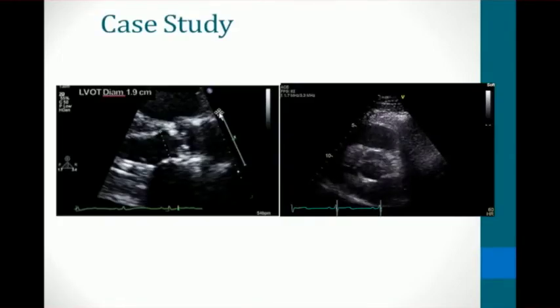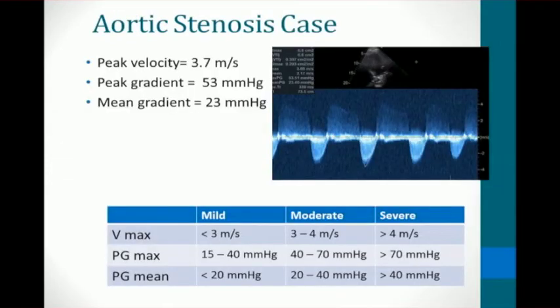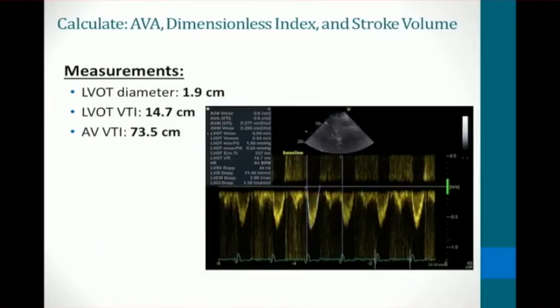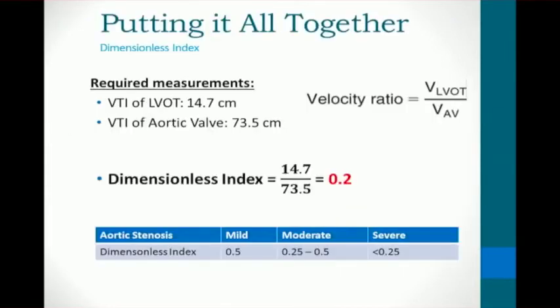So here's a patient with an LVOT diameter of 1.9 centimeters and a bicuspid aortic valve. Looking at the aortic waveform alone, we get a peak velocity of 3.7, peak gradient of 53 millimeters of mercury, and a mean gradient of 23 millimeters of mercury, all suggesting there is moderate aortic stenosis. Let's dig a little deeper. We've measured an LVOT VTI of 14.7 and therefore can calculate the aortic valve area, dimensionless index, and stroke volume.